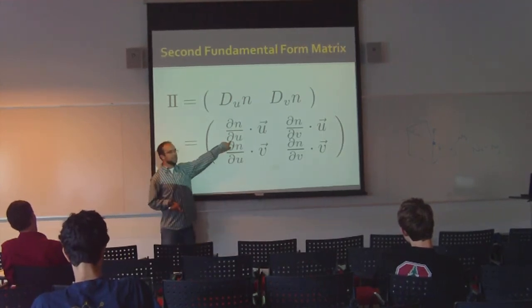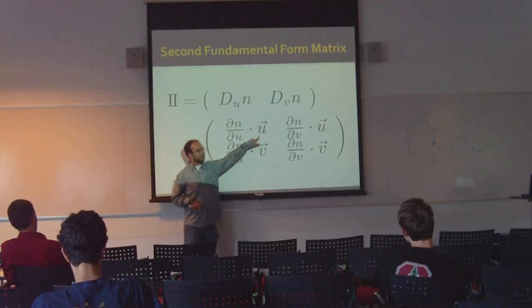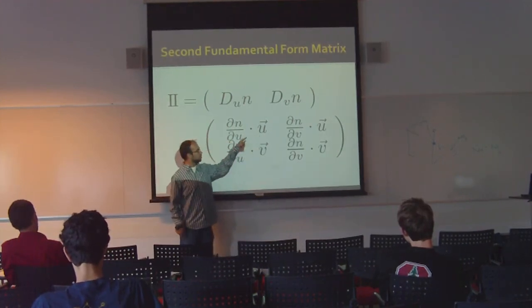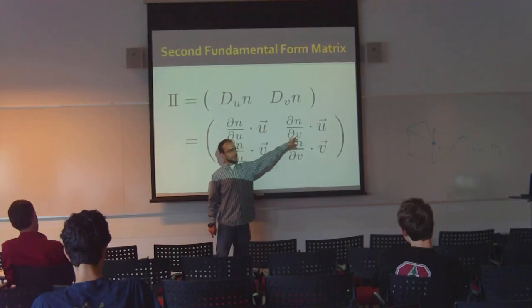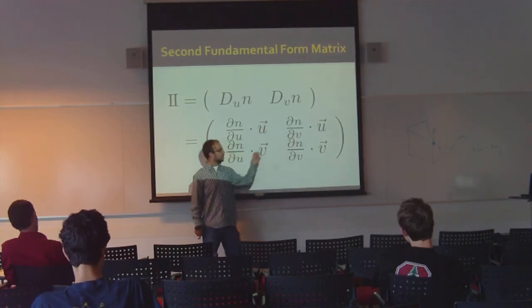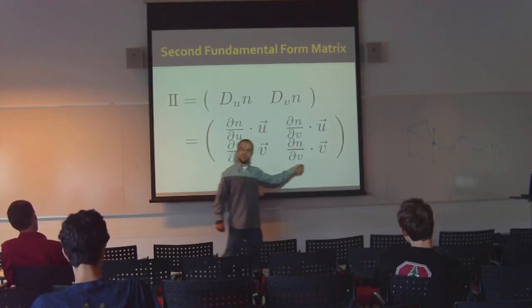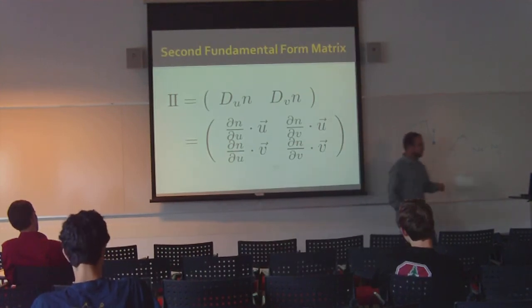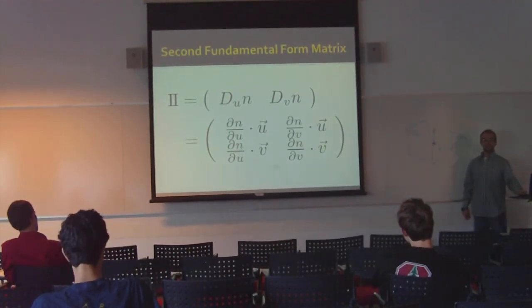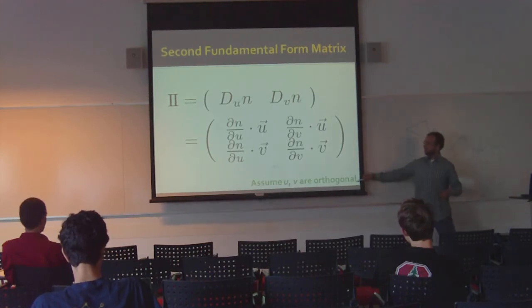So how can I do that? Well, I take dn du and take the dot product with u. So the first row is the u component of the derivative, and the second row is the v component. So this is just some expression of the second fundamental form. This makes sense? Cool. I'm going to assume that these guys are orthogonal.